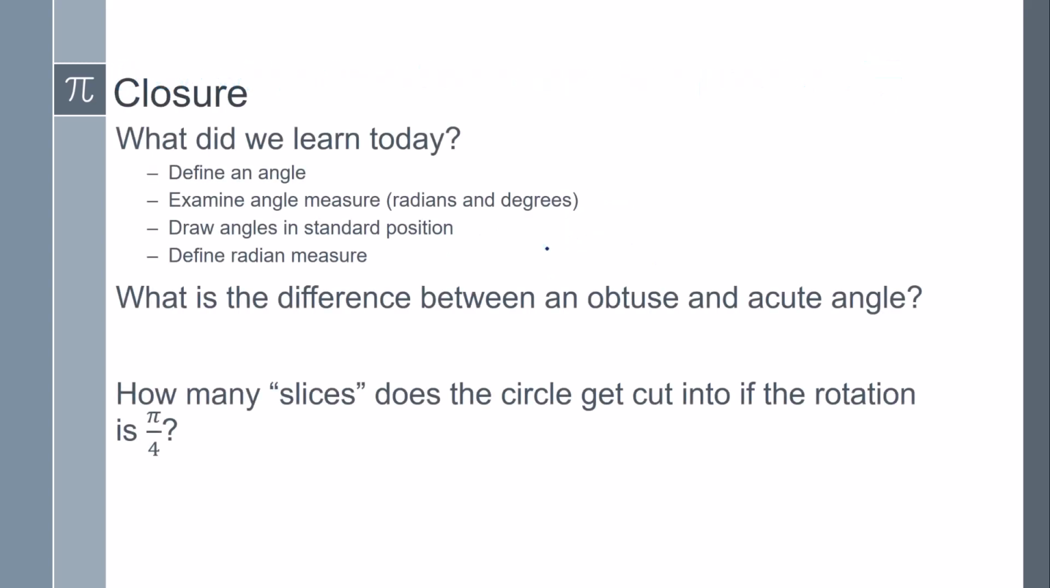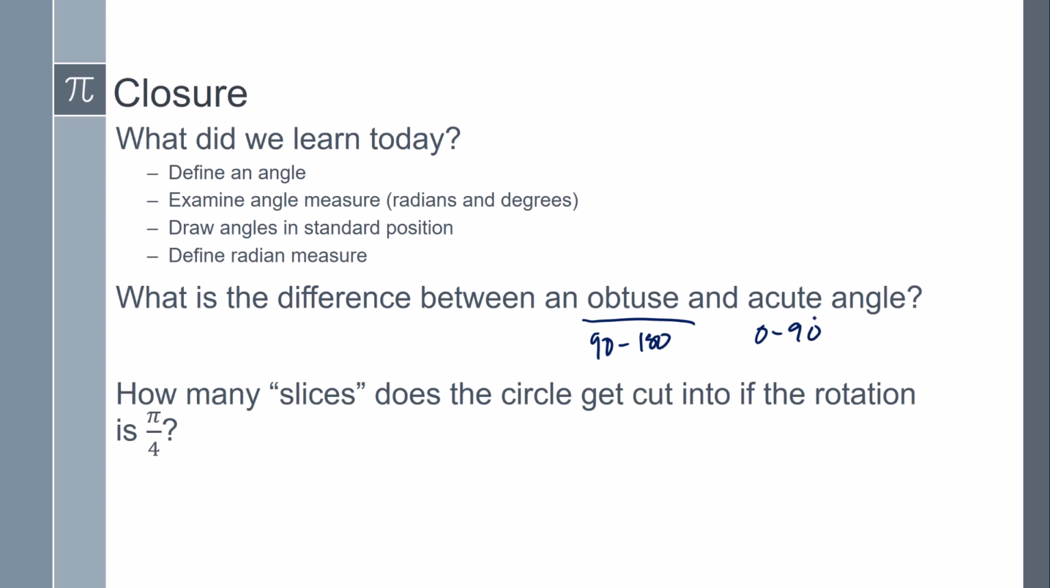So what did we learn today? We learned to define an angle, examine angle measure, we drew angles in standard position, and we looked at some radian measuring. Now, what's the difference between an obtuse and an acute angle? An obtuse angle is between 90 and 180, and then an acute angle is between 0 and 90 degrees.